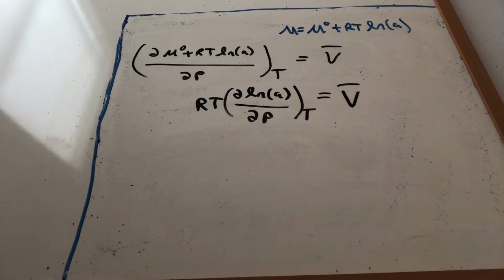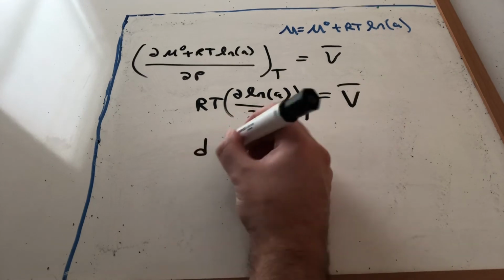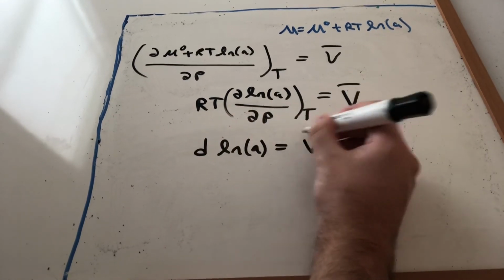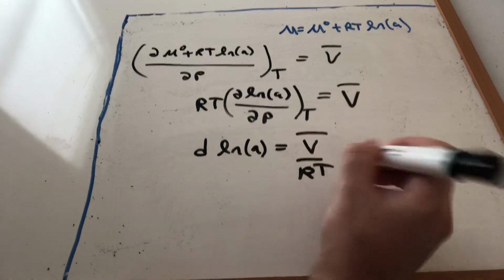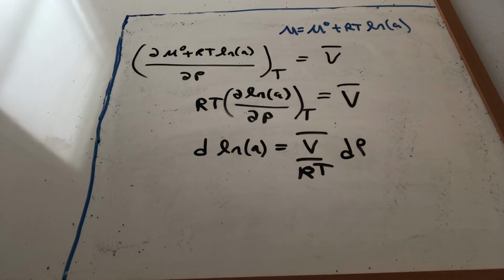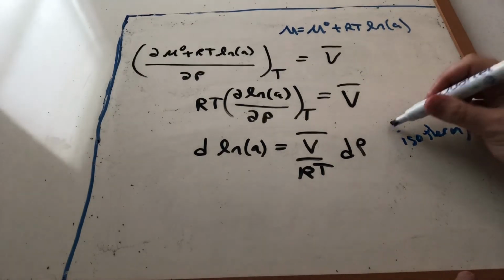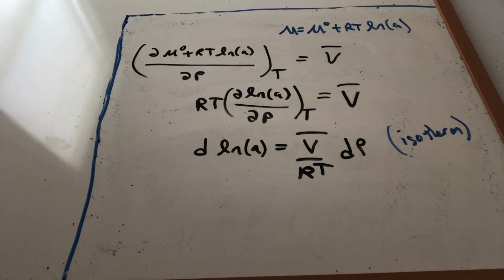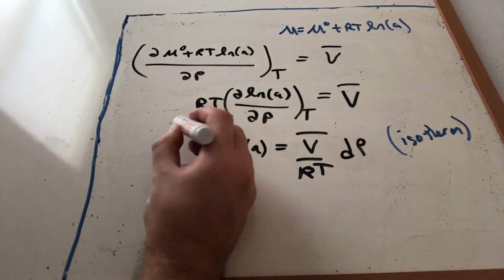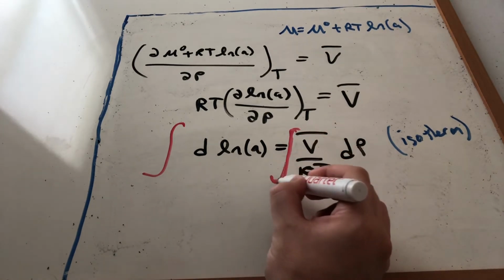We can solve this first order differential equation. We're going to bring the RT to this side, and we're also going to bring the dP. So we get d natural log of A equals V over RT dP. And this is done, importantly, under isothermal conditions. Now we can integrate both sides.